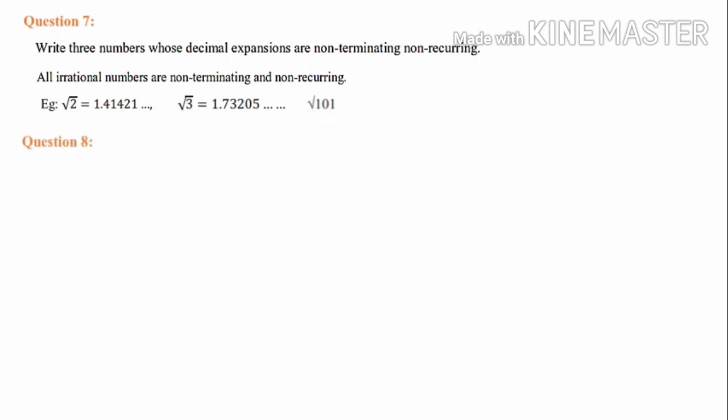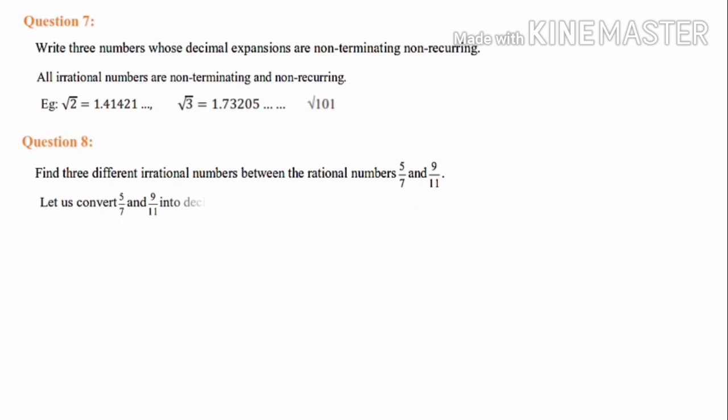Next question, question number 8. Find 3 different irrational numbers between the rational numbers 5 by 7 and 9 by 11. Here, 2 rational numbers are given to you, 5 by 7 and 9 by 11. We have to write 3 irrational numbers which are in between 5 by 7 and 9 by 11. So, first of all, we have to divide 5 by 7 and 9 by 11, and find the decimal form. So, let's convert 5 by 7 and 9 by 11 into decimal form.